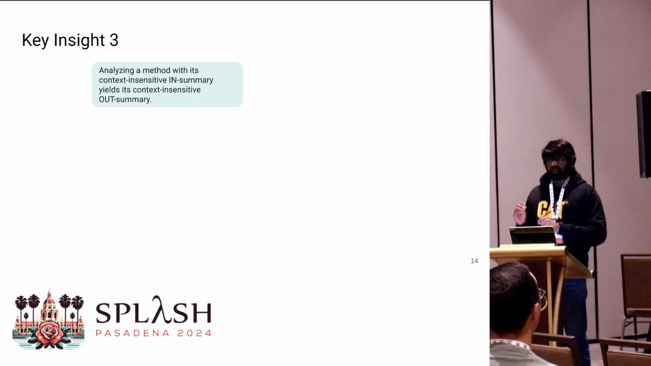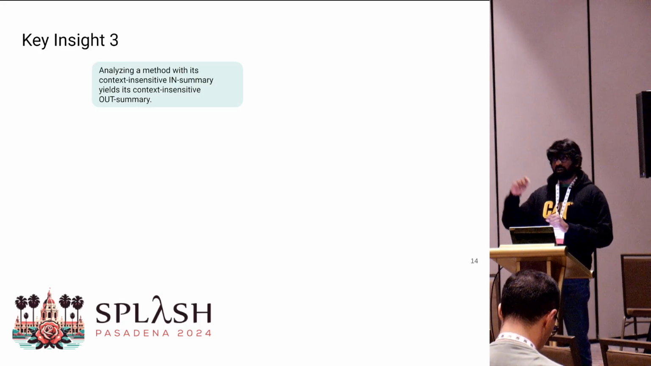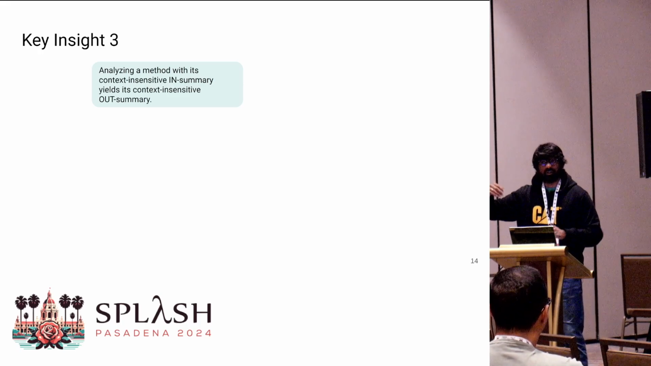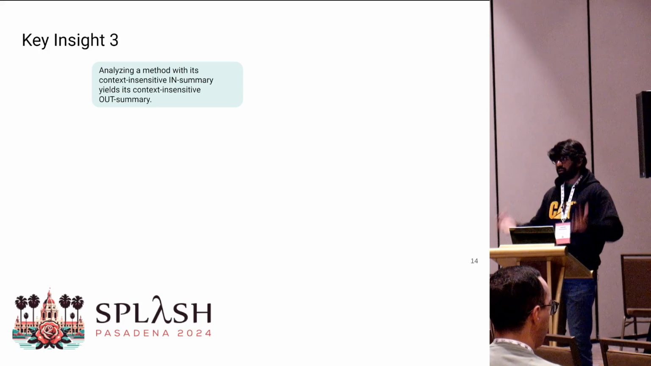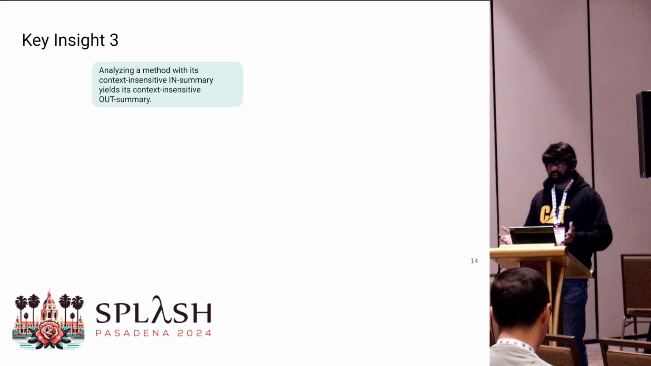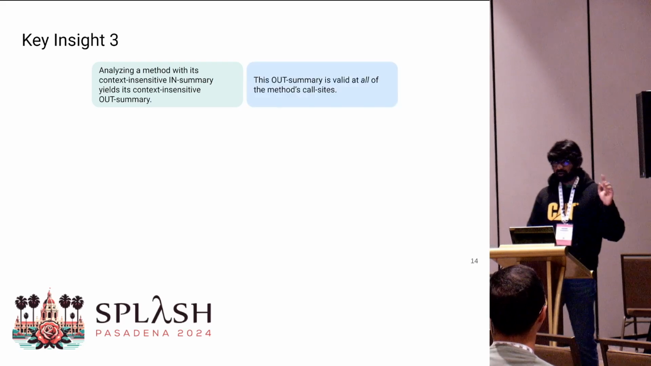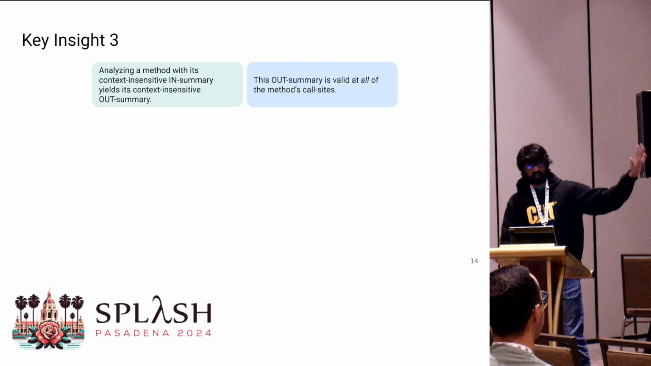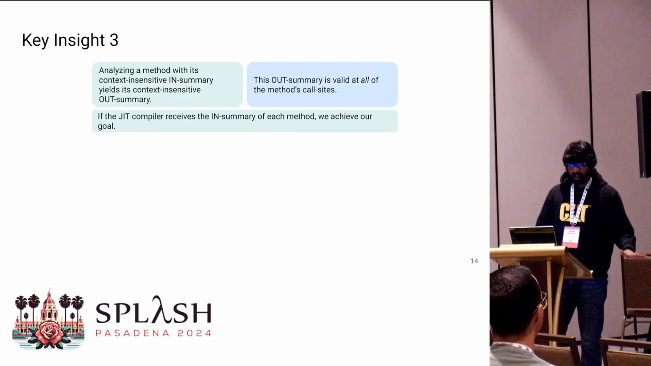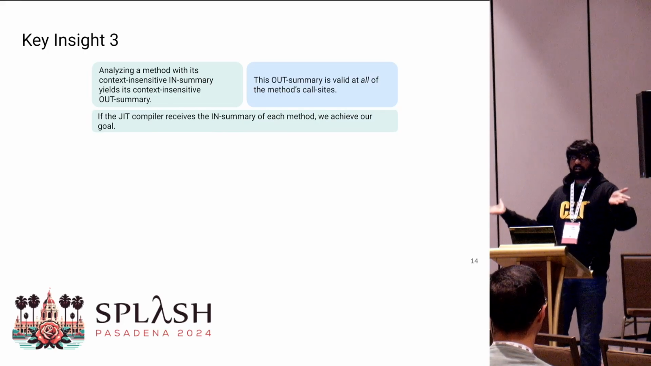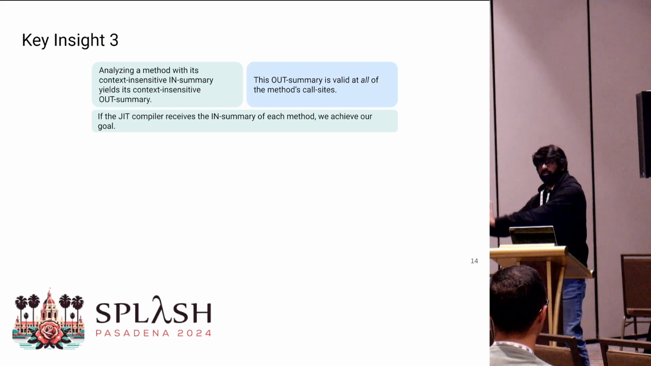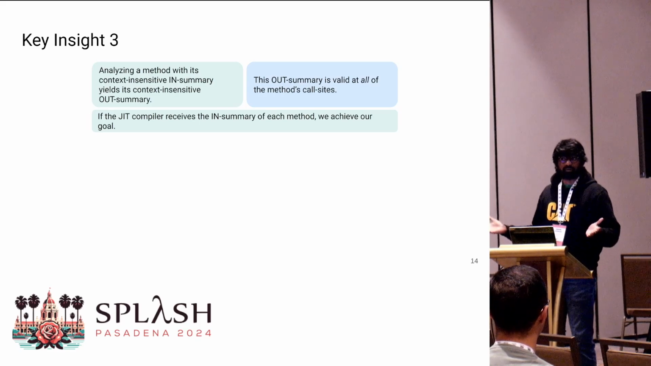In the world of program analysis, if you analyze a method starting from its context-insensitive in summary, you're guaranteed to end up with its context-insensitive out summary. And by construction, the context-insensitive out summary of a method is going to be valid, applicable, and sound to use at every single one of its call sites across the program. So, for argument's sake, let's say we convince the producer to send the consumer the in summaries of every single method in the program. Our job is done, right?